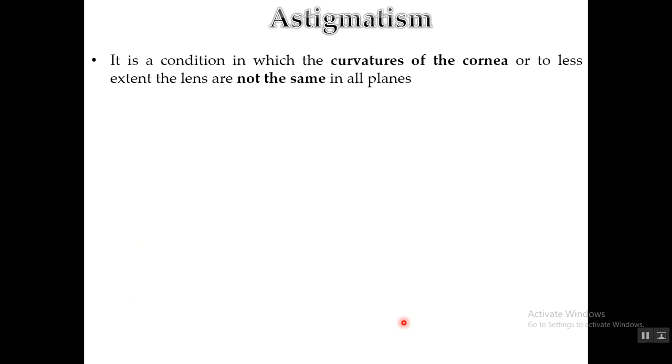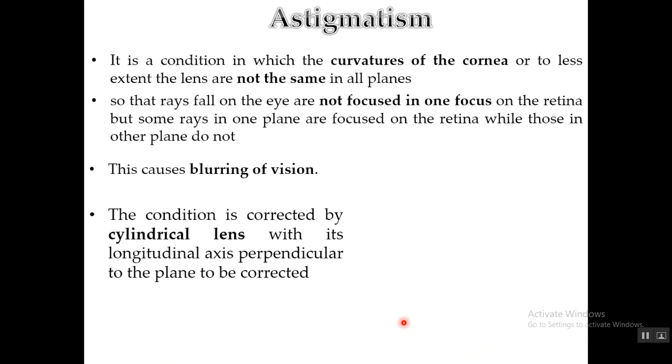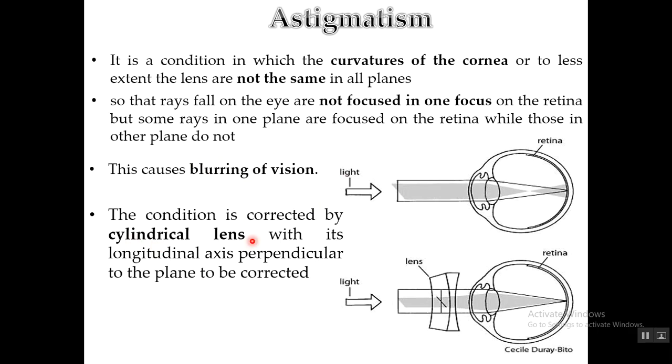The last error is astigmatism. Astigmatism means the curvature of the cornea is not the same in all planes. What do we mean? Any light rays that fall on the eye are not focused in one focus, or do not converge to one focus on the retina. Some rays in one plane are focused on the retina, while the others are not. Not means they converge to a point in front of the retina or behind the retina. This will cause blurring of vision, and this is corrected by what's called cylindrical lenses, not spherical lenses.